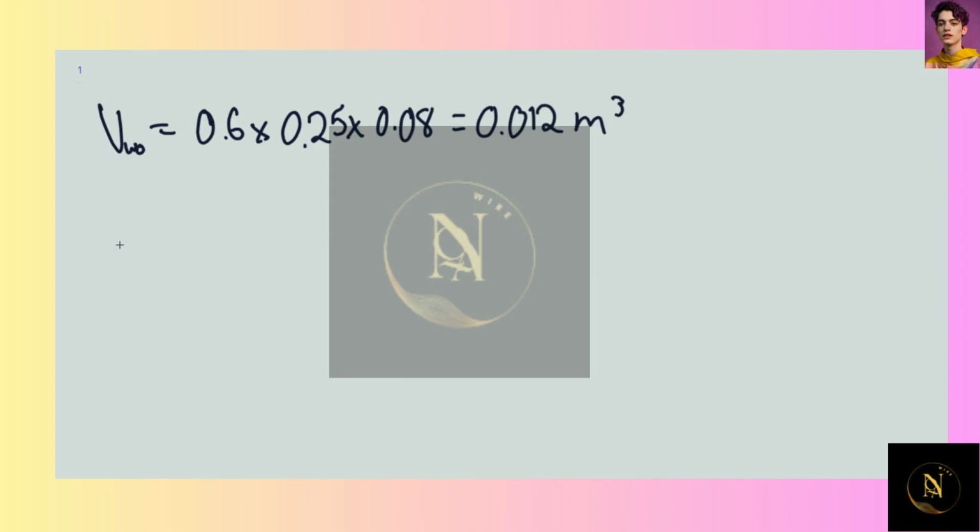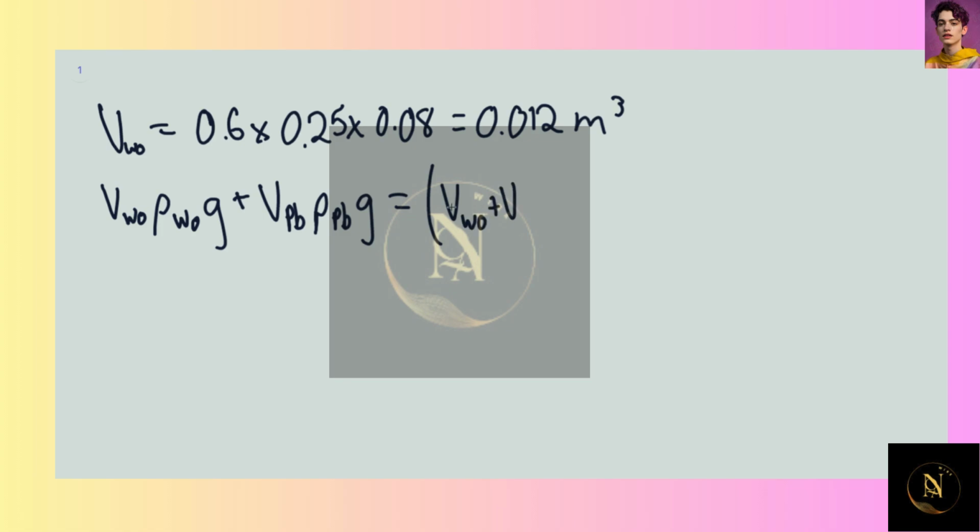So if we were to write this into an equation, we could say that the volume of the wood times the density of the wood times the acceleration due to gravity, plus the volume of the lead times the density of the lead times the acceleration due to gravity, equals the volume of the wood plus the volume of the lead, times the density of water times the acceleration due to gravity.